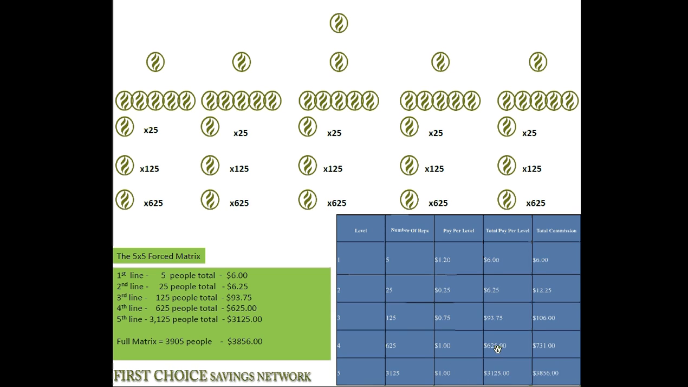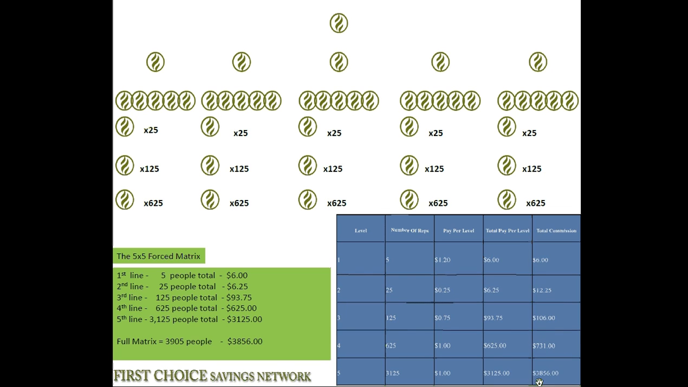So this is the amount for each level, and then this is the total when you add them all up. So $6 here, and if you have these 25 filled up here, your total would be $12.25. Now at your third level, you're back up to 75 cents. If you have that entirely full here, you're making $106 per month. Fourth level, if you have that full, you're making $731 per month.